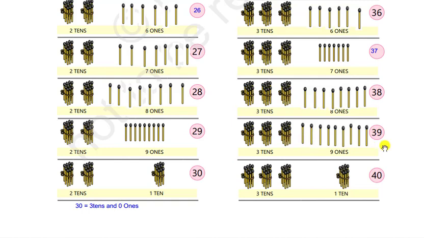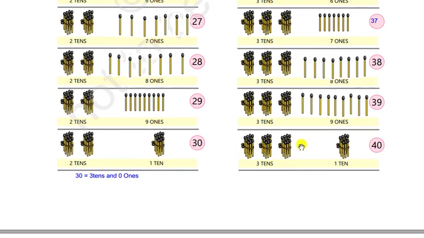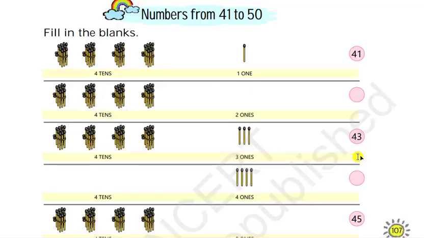Next is 40. 40 is 4 tens. Okay. So if you count, here there are 3 tens and here there is 1 ten. In total it will be 4 tens. So how many ones will be here? 40 is equal to 4 tens and 0 ones. So here there are 4 tens and 0 ones, means 0 loose matchsticks, means here there are no loose matchsticks, only we will have 4 bundles of matchsticks.